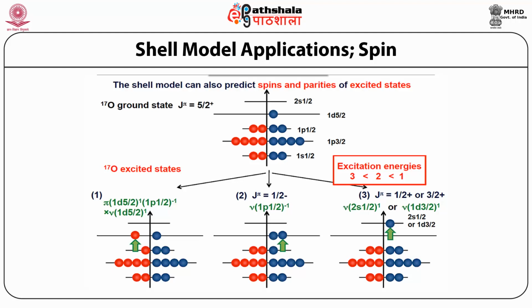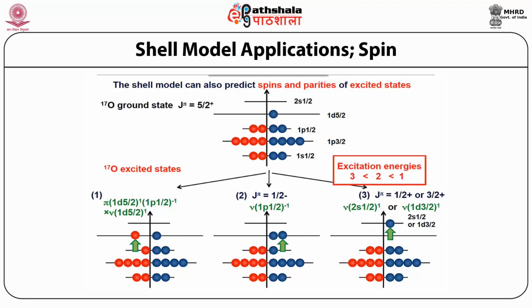Now, when we talk about the excited states of oxygen-17, we can discuss three different scenarios. In the first scenario, a proton from the 1p1/2 orbital is excited to the 1d5/2 orbital. So, in this case, there are three odd particles.